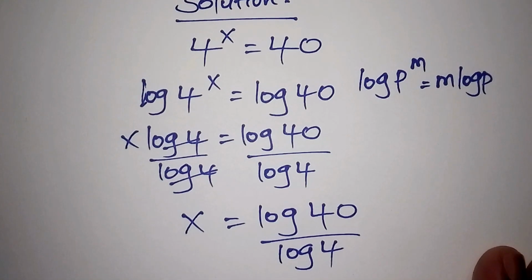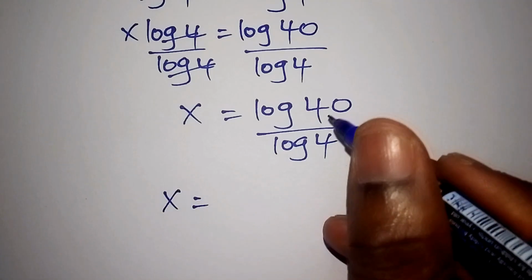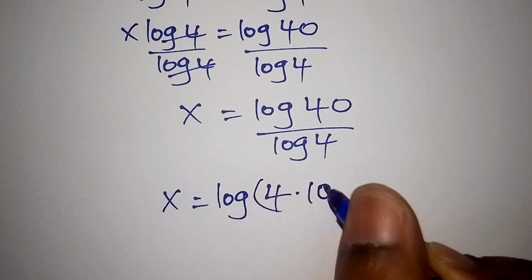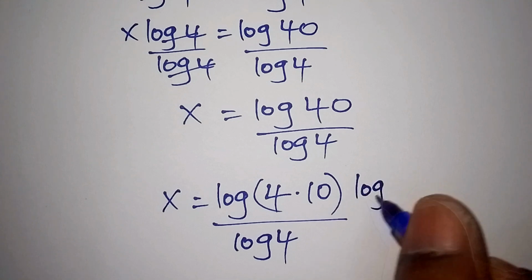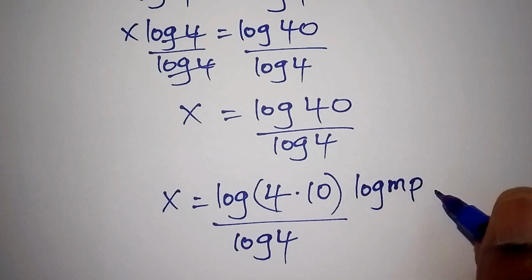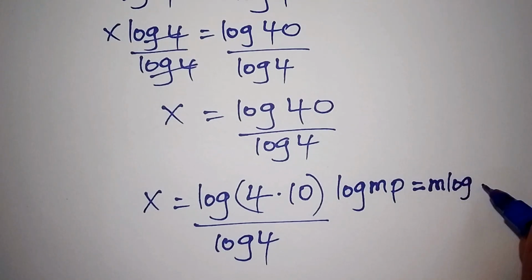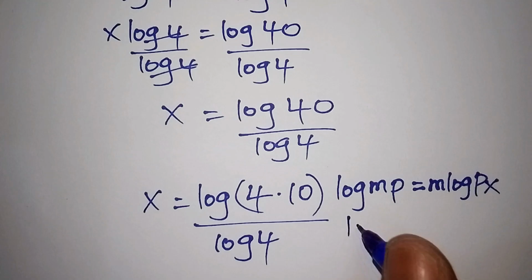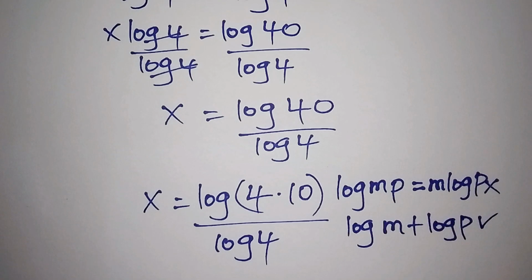So let's now simplify this one within the shortest time possible. Log 40 can be written as the log of 4 multiplied by 10, all over the log of 4. So assuming that you have the log of m multiplied by p, this can be written as the log of m plus the log of p. Some people might take it as m times the log of p, which is wrong. So this one is the correct one.